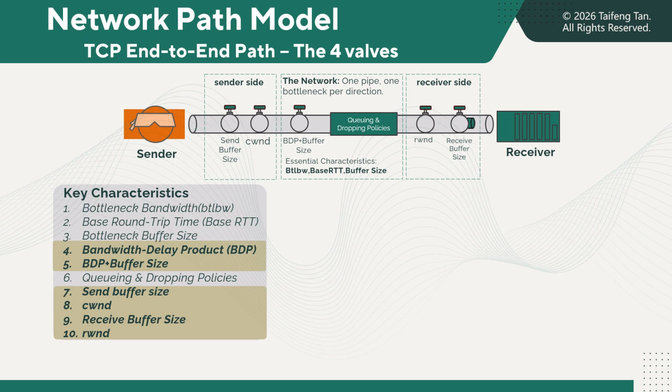Between the sender and receiver lies the network path we discussed earlier, with its bottleneck bandwidth, base RTT, and buffer size. As we said, the network places an upper bound on data in flight, roughly equal to BDP plus the bottleneck buffer. Now, if we list all possible limits, we get a formula. Bytes in flight is less than or equal to the minimum of send buffer, CWND, receive buffer size, RWND, and BDP plus bottleneck buffer.